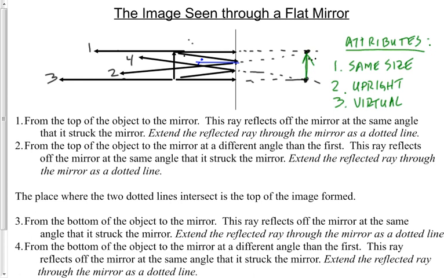Here's the deal. If solid lines intersect, if lines 1 and 2 intersected as solid lines, and lines 3 and 4 intersected as solid lines, then that would be a real image. We could project that onto a screen, but they don't. 1 and 2 don't intersect, 3 and 4 don't intersect. We have to extend them. We have to make them dotted lines. When we extend them as dotted lines, they do intersect. That makes it virtual. That's how we know that we could not project this onto a screen.